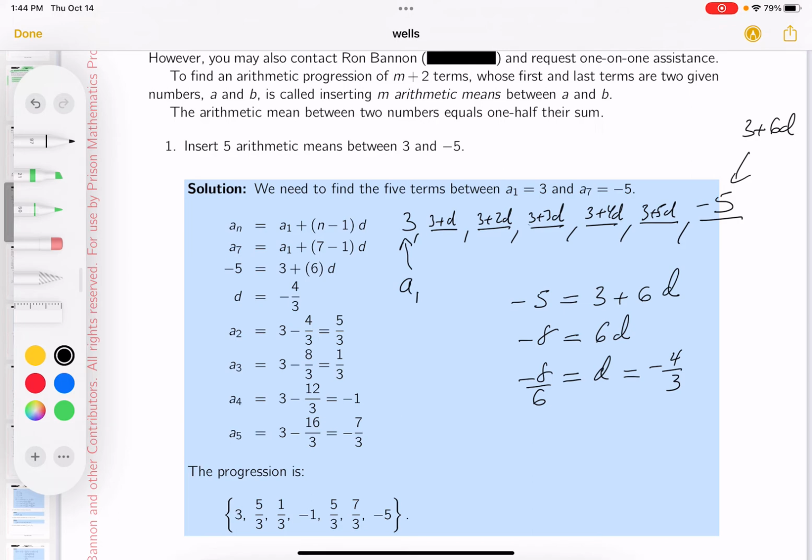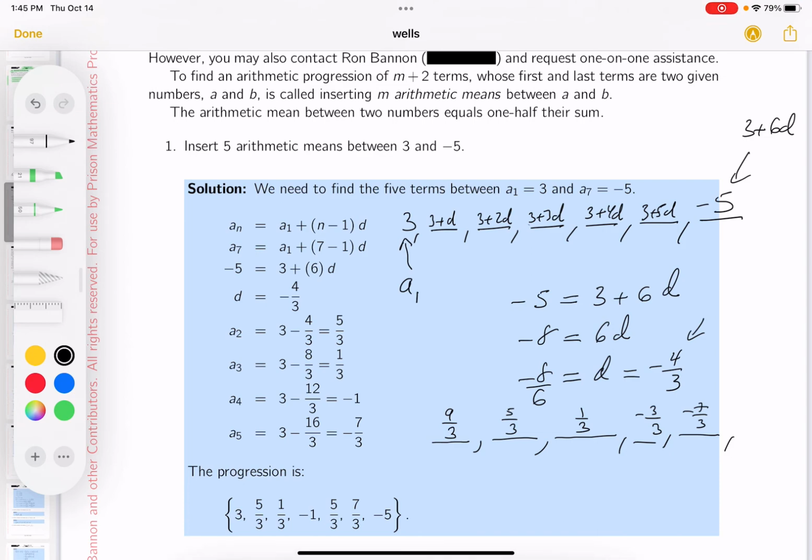Now, when I do this over here, I need to write everything in the same denominator. So the first term would be 9/3. The very next term, all I'm doing is adding this on. What does that give me? 5/3. We'll check it with the key later. The very next term would be 1/3. The very next term would be minus 3/3. I'm just adding minus 4/3 each time. The very next term would be minus 7/3. The very next term would be minus 11/3.